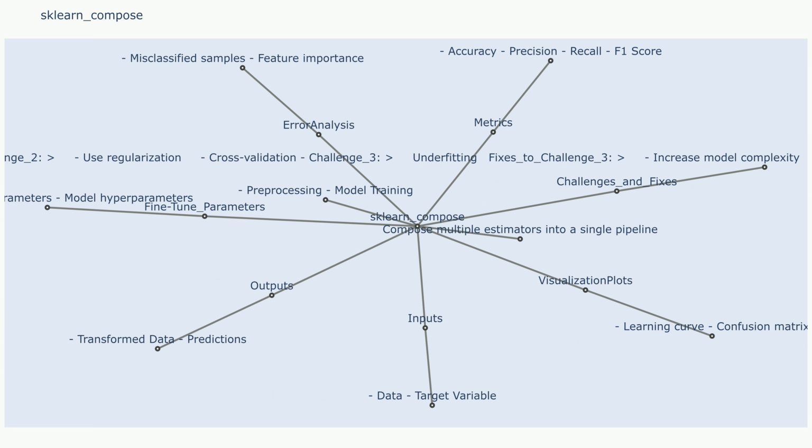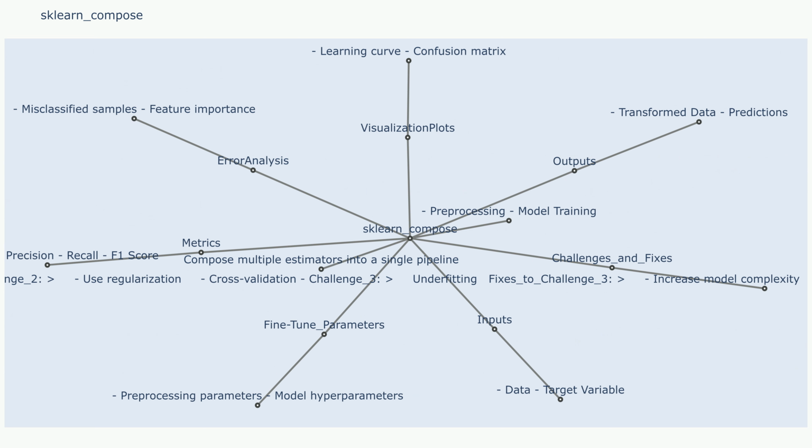Challenge 4: handling categorical features. Categorical features may require encoding or one-hot encoding before being used by many models. Sample use case that resulted in challenge 4: a dataset with columns containing text labels or other categorical values. Fixes to challenge 4: use OrdinalEncoder or OneHotEncoder within the ColumnTransformer to transform categorical features.